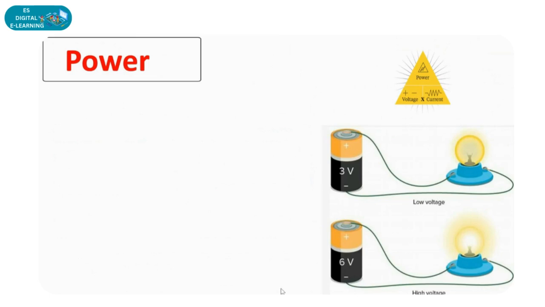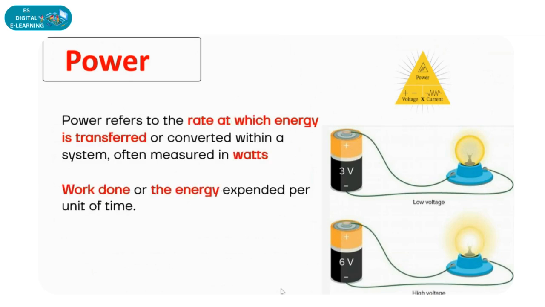Next, we need to understand about power. So what exactly is power? It is a combination of voltage and current. Whatever the voltage and the current, that measures the power. Power refers to the rate at which energy is transferred or converted within a system. The unit is watts.